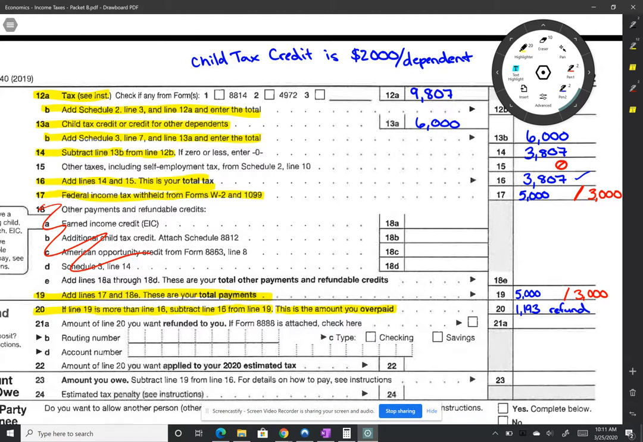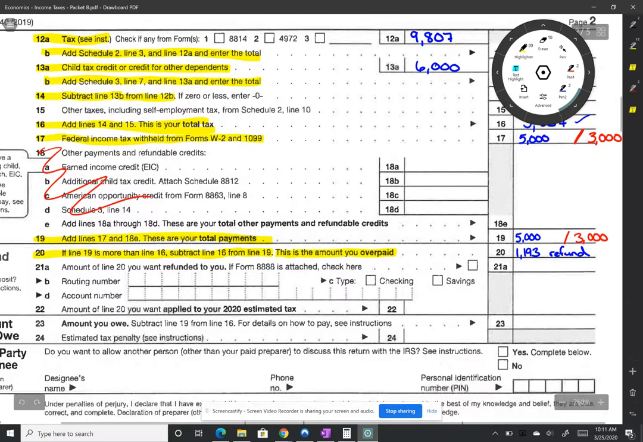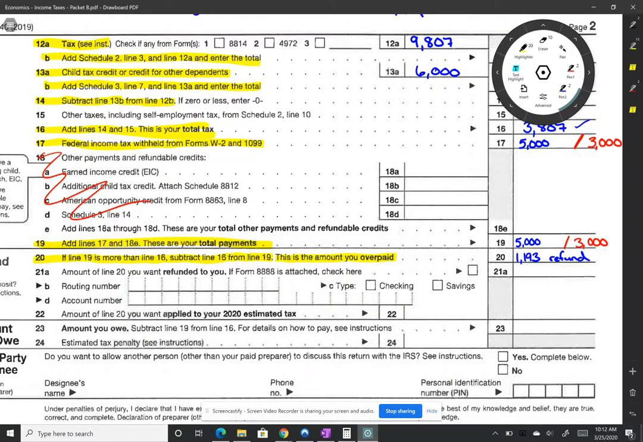Okay, and if that was the situation, that is where you would stop. Right, you're done. There's nothing more to complete. But this was conditional, right? If line 19 is more than line 16. Well, what if it's the other way around?